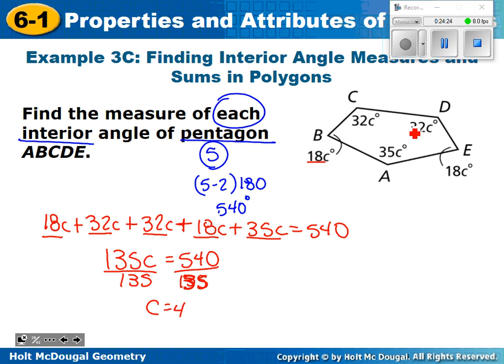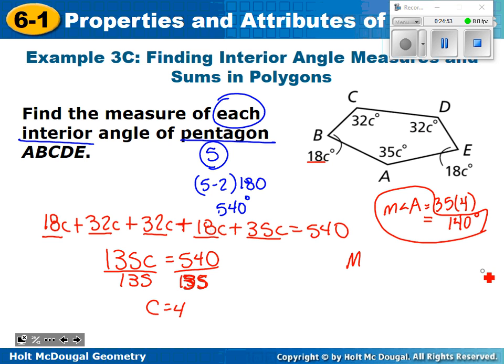So C equals 4. And then the question said find the measure of each angle. So then we're going to have to go back, plug 4 in for each one of those. Really, we only have to do 3, right? Because we know that B and E are the same and C and D are the same. So let's start with A. Measure of angle A was 35 times 4. How much is that? 140. Don't forget your degree symbol. Don't forget your little m for measure of your angle. Then we can say the measure of angle B is going to be the same as the measure of angle E, and those are both going to equal 18 times 4, which is how much?